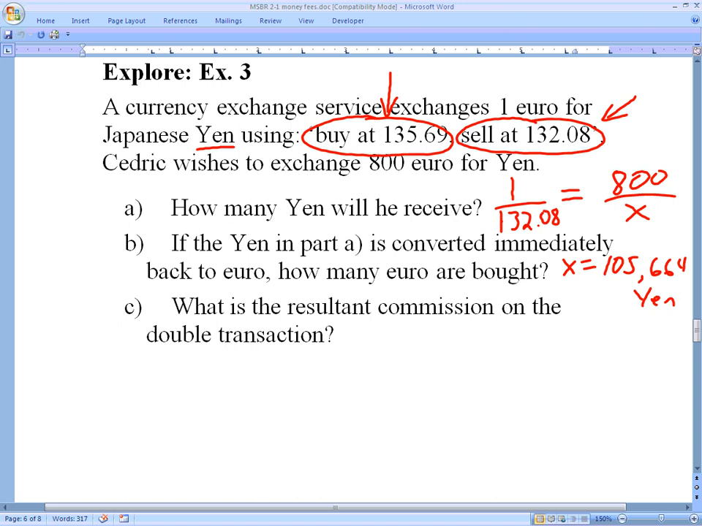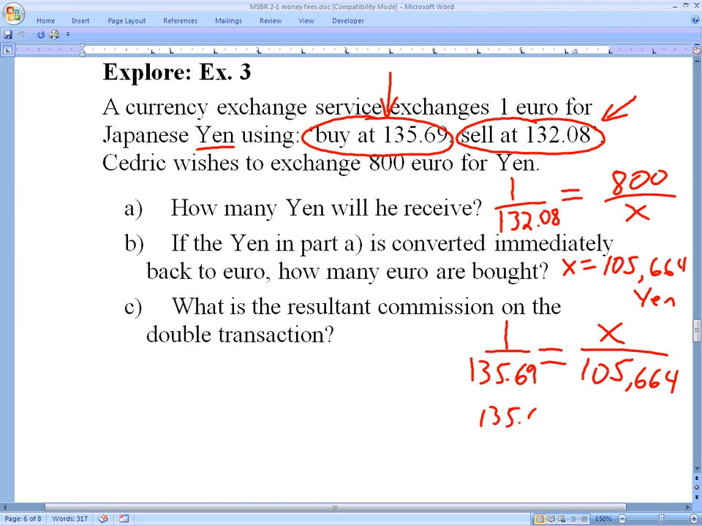Now, let's say that this person goes into the exchange, makes the exchange, finds out that his trip was canceled, needs to convert all his money back. So now we take the yen and we use the same idea of the ratio, except this time, they're going to take more yen in, 135.69. Again, they're buying the yen from the customer, and then they're giving 1 euro in exchange for every 135.69 yen. We have yen, 105,664. So those go in the denominator where the yen is. We're trying to figure out how many euros we'll get for that.